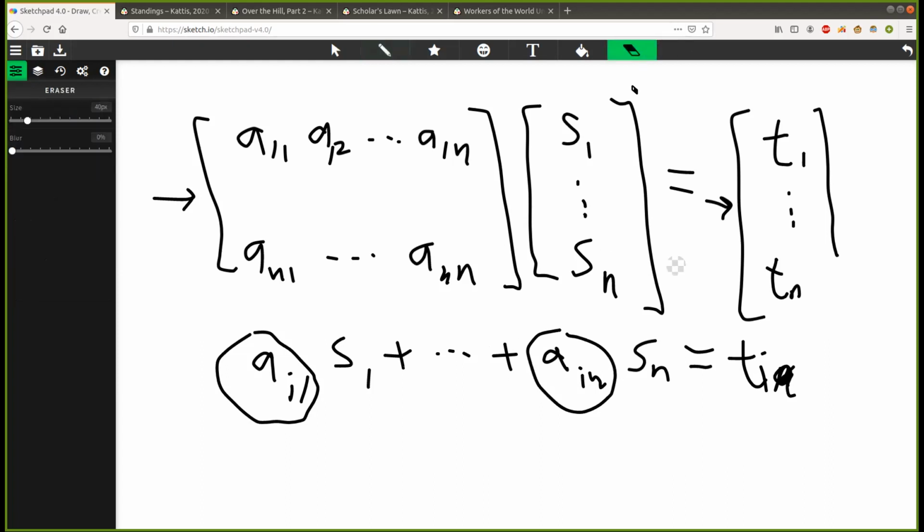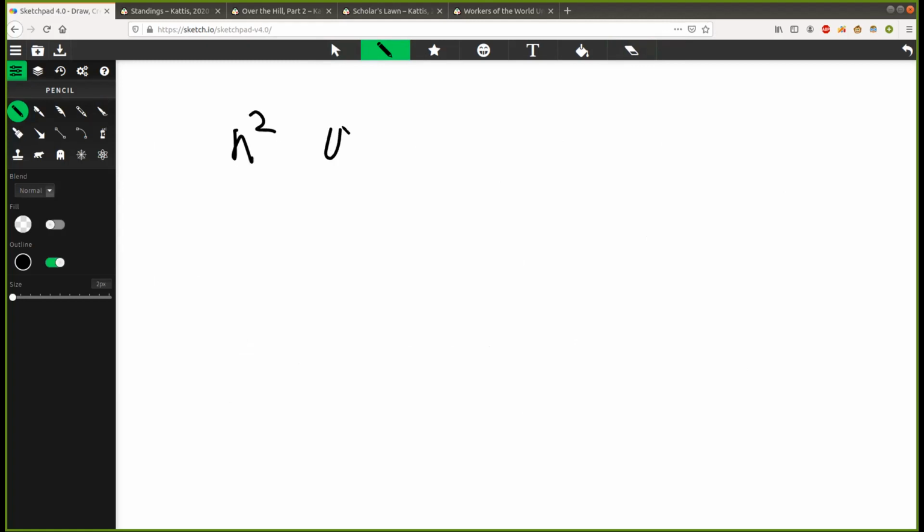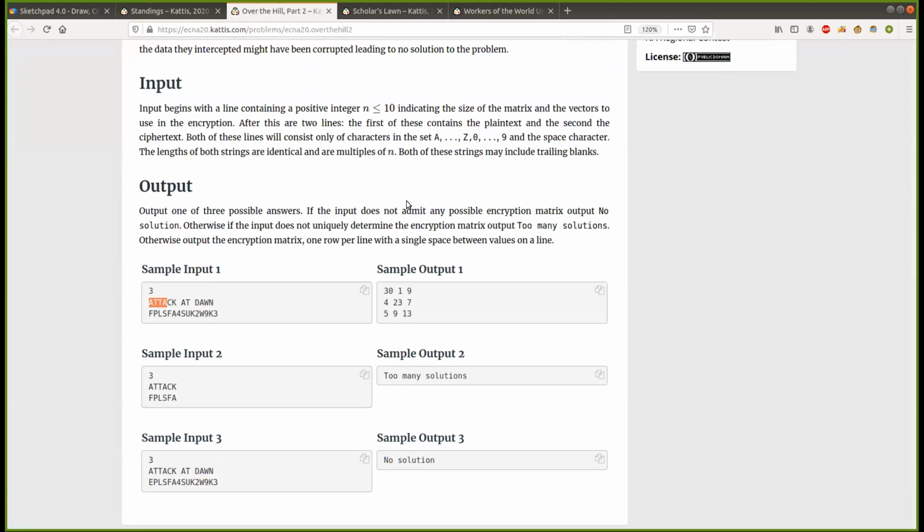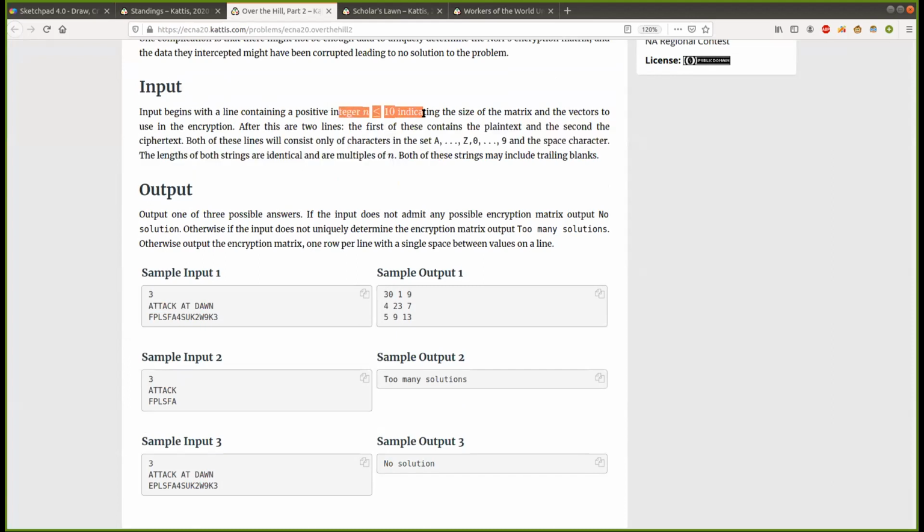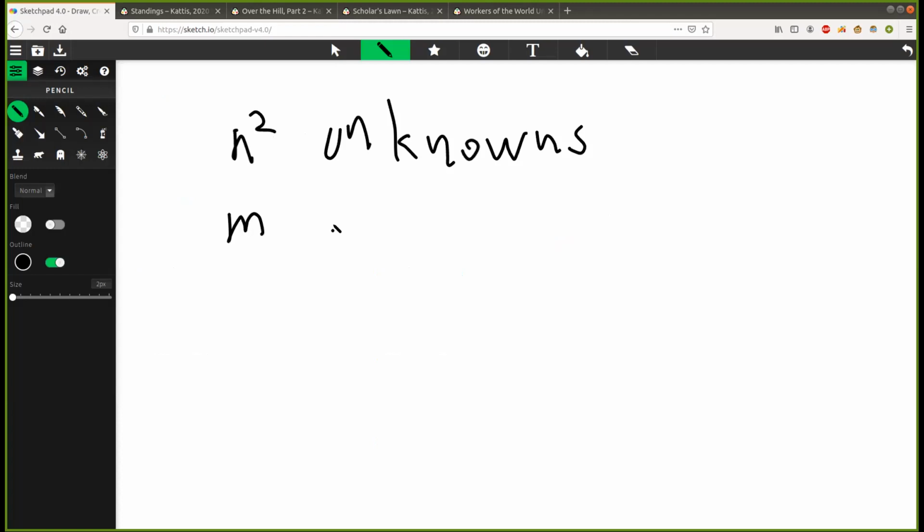So in summary, what the actual problem is, is that we have a system with n squared unknowns. And how many equations are there? That would be the length of the string. Did we even say what the length of the string is? I guess you just read it in and then you know. So yeah, I'll just say m equations, where m is the length of the string.